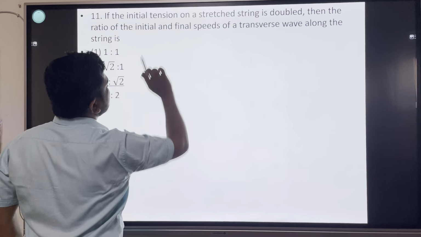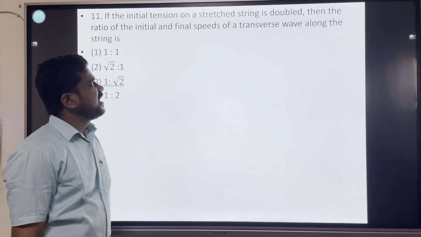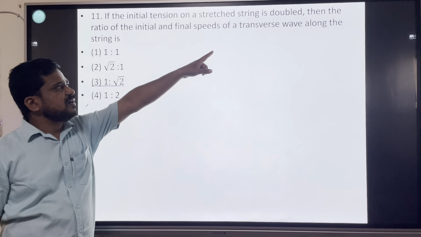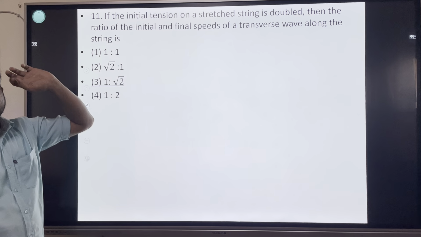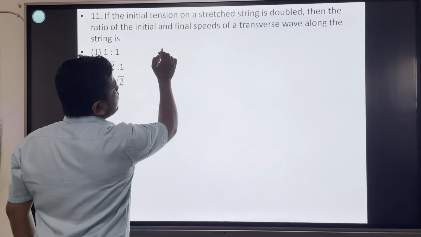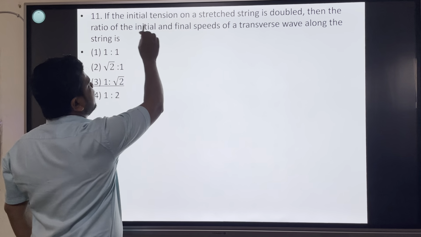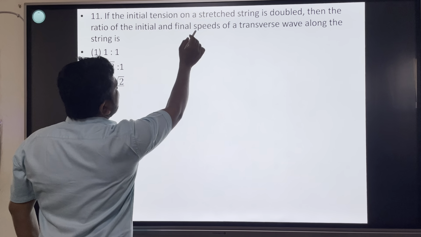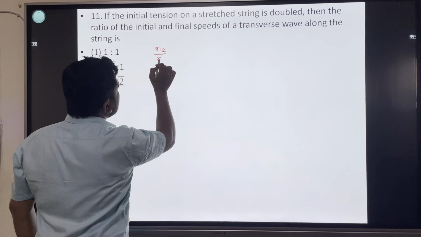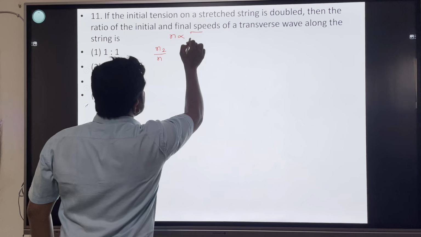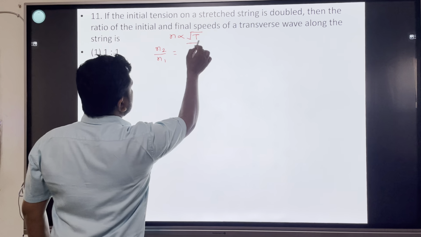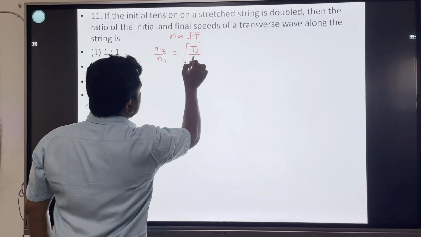If the initial tension on a stretched string is doubled, then ratio of the initial and final speeds of the transverse wave along the string is. क्या मतलब है? Law of tension. दिमाग का टेंशन नहीं, स्ट्रिंग का टेंशन. इफ द टेंशन on a stretched string is doubled, fundamental frequency n2 divided by n1, fundamental frequency directly proportional to square root of tension in the string, n2 upon n1 is equal to square root of t2 divided by t1.